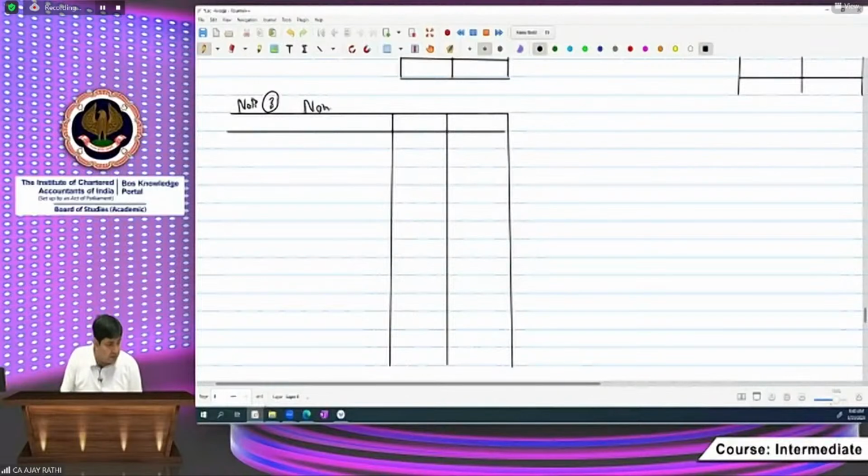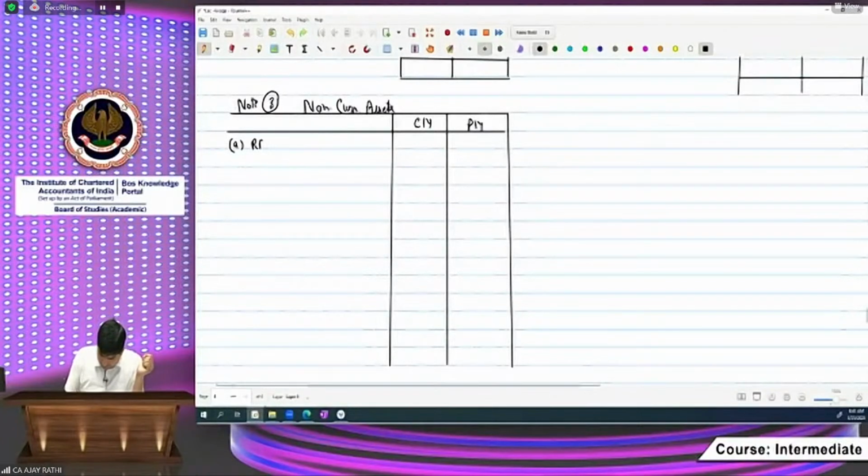Non-current assets, current year, previous year. So first one will be tangible. For that we use the word, what is that? That is property, plants and equipments.